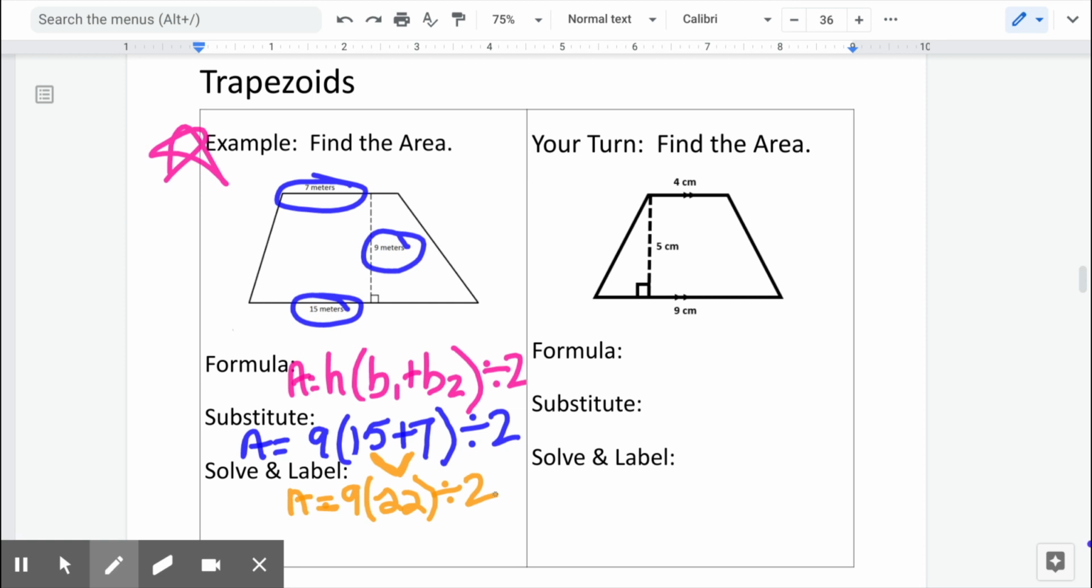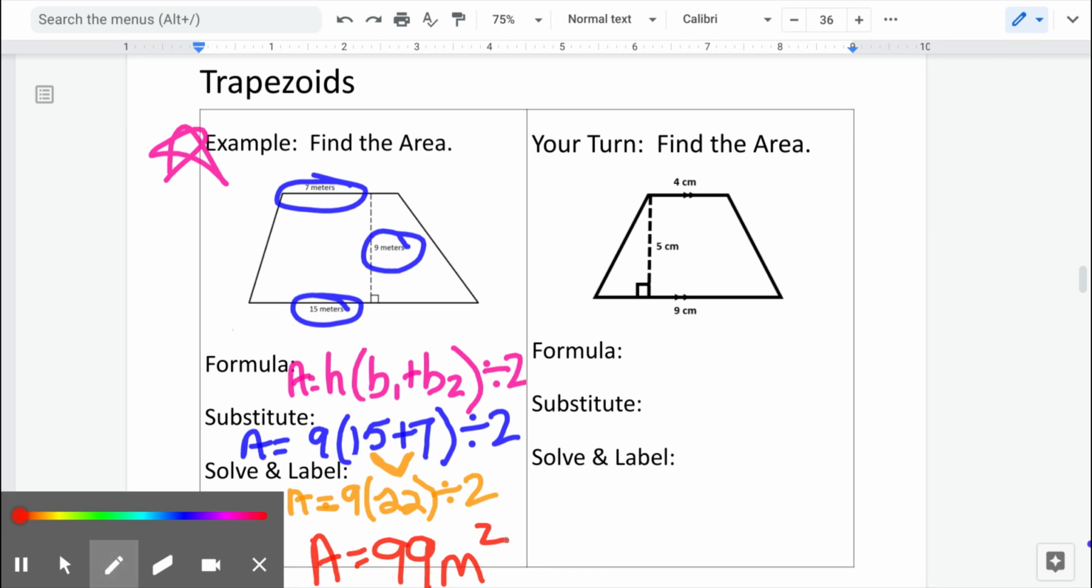Now that I have multiplication and division, those are on the same level of importance, I can just go ahead and type that into the calculator, and I end up getting 9 times 22 is 198. Divide that by 2, giving me 99. Don't forget a label, meters squared. So trapezoids, I have a little bit more work here because the formula is a little bit longer. The longer your formula gets, the longer the math is that you need to show.